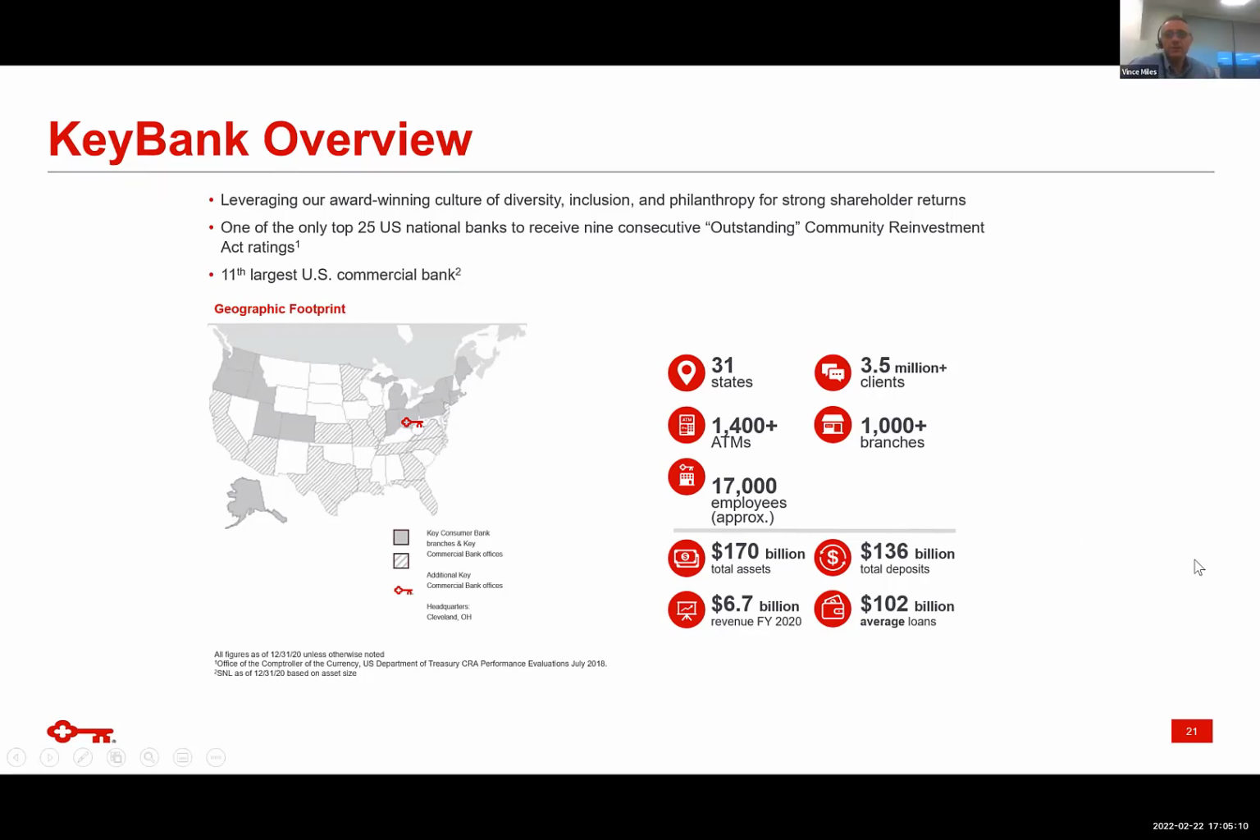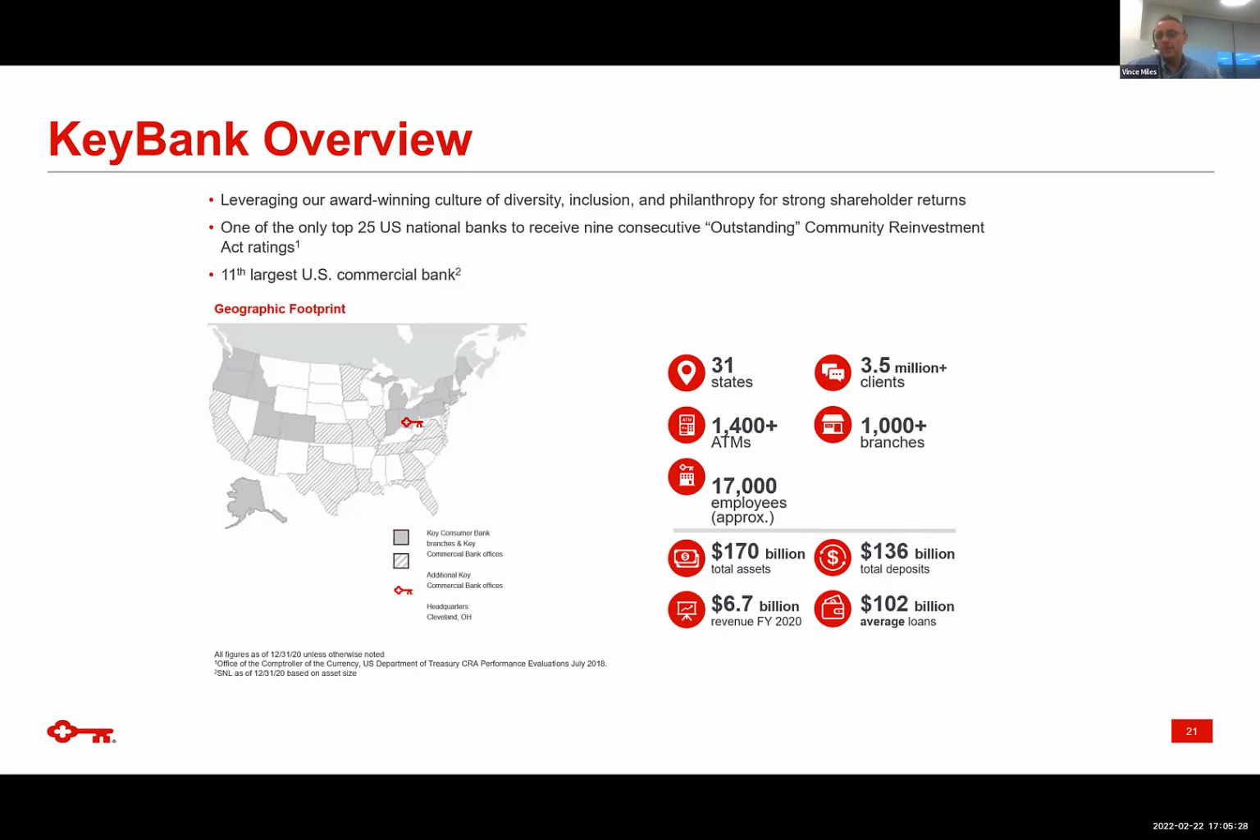Bank. Here's some of our stats. Like I mentioned earlier, we're the 11th largest U.S. bank out there. We are headquartered in Cleveland, Ohio. We do operate in 31 states. Our fiduciary trust charter allows us to operate in all 50 states, so that's very important as a fiduciary.